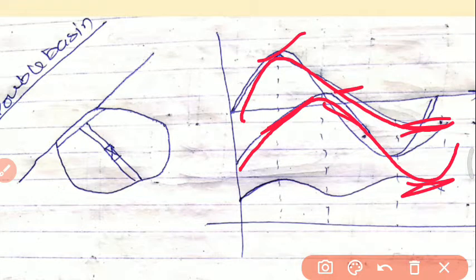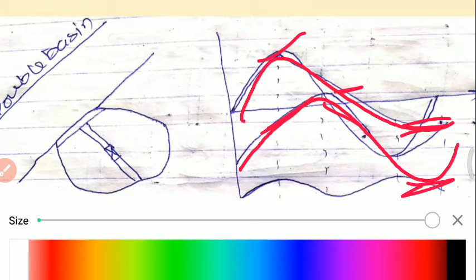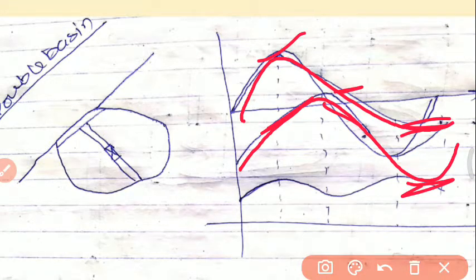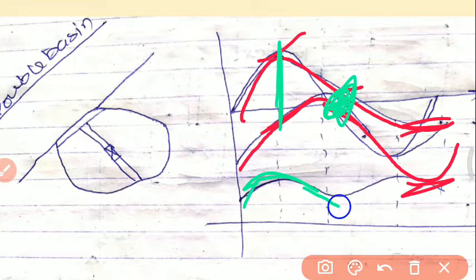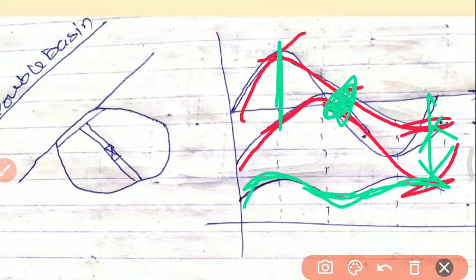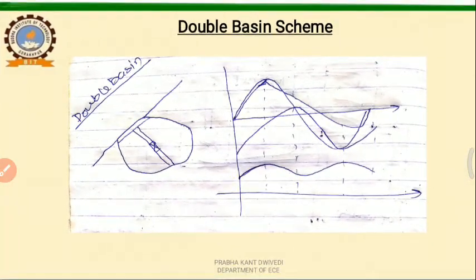So where this difference is higher, the power generated will be high. When this difference in the level is low, the power generated will be low. Means we can see here that here the level difference is higher, so power generated here will be high, whereas the difference here is very less, the power generated is less. Again, here is a high difference in level, so power generated is high. This is the scheme of double basin system.